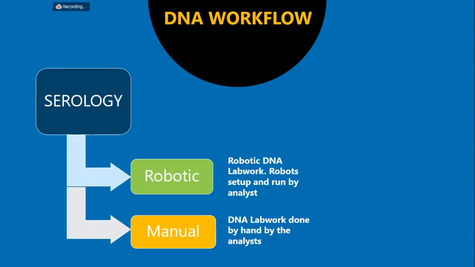This is a representation of the DNA workflow. Once something comes through serology and is sent on for DNA, this is a descriptor showing two different pathways. One might be a robotic pathway or one might be a manual pathway. In the robotic pathway, the lab work is done by robots, which can help reduce contamination and minimize sample handling errors. The robots are set up and run by DNA analysts. In the manual method, DNA lab work is done by hand by analysts, meaning the analysts are the ones opening the tubes and transferring liquids instead of robots.